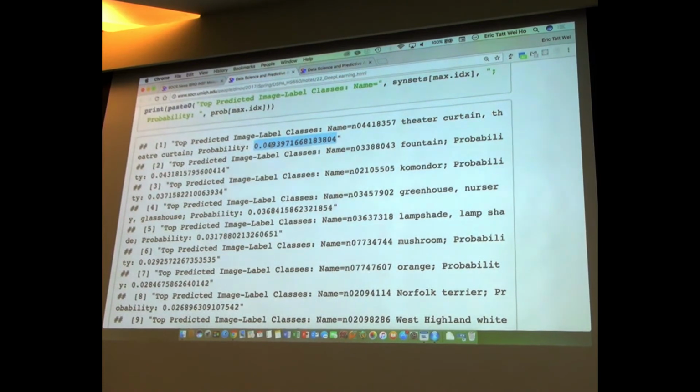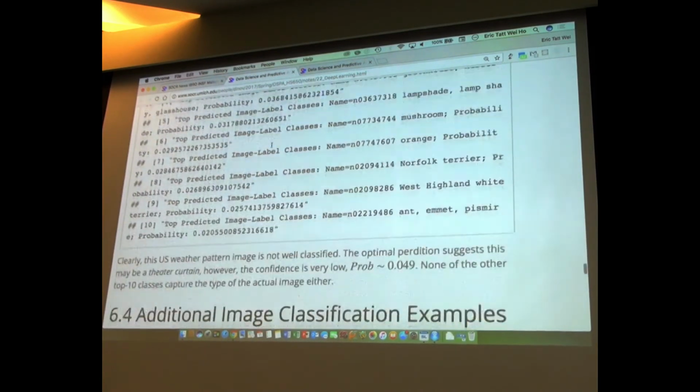Humans cannot even classify many images. We are evolutionarily trained to recognize faces and whatnot, but we're not too good with images in general, right? So the algorithm here says, I'll report the top 10, but none of them is actually good. So in this case, you would say unclassifiable.